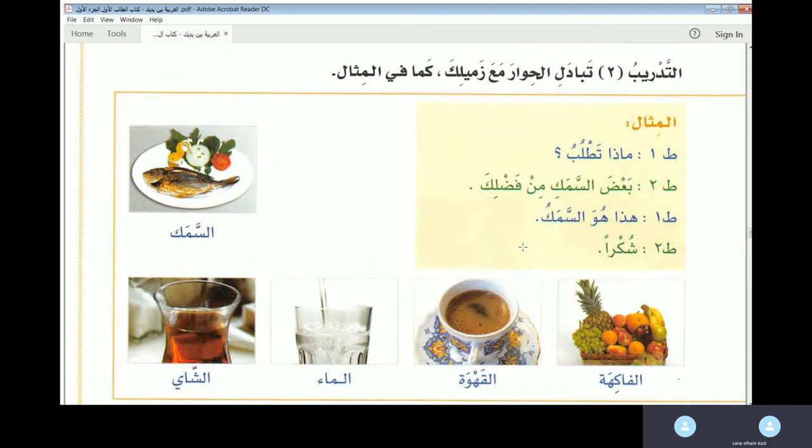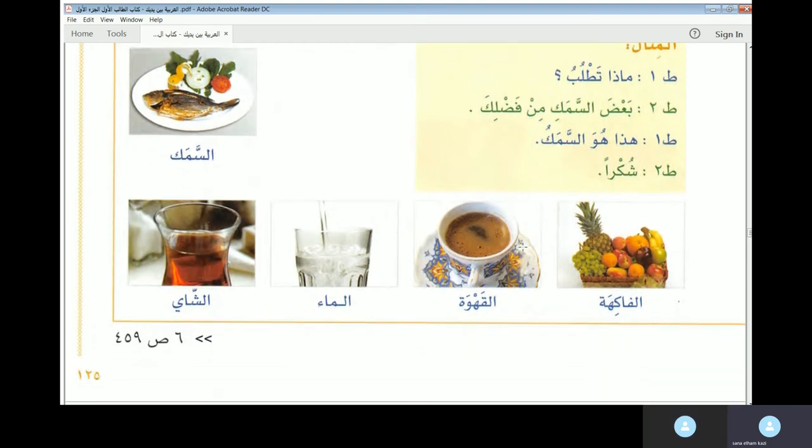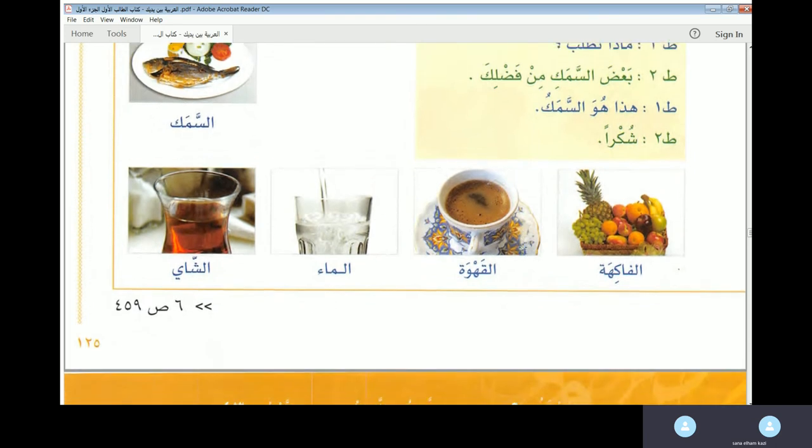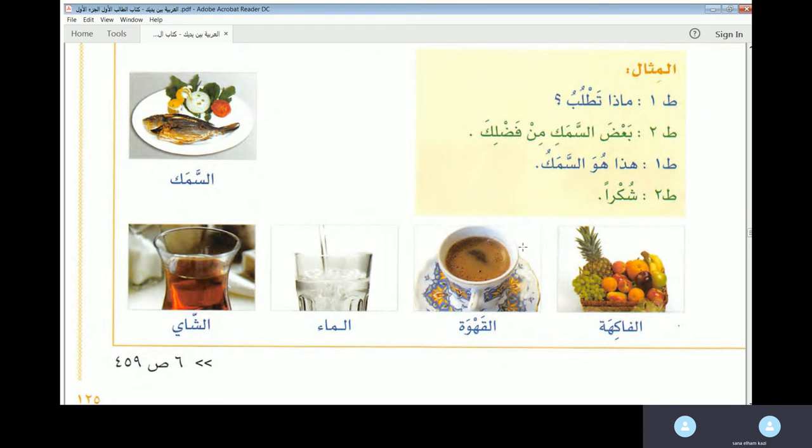ماذا تطلب؟ What do you order or what do you want? بعض الفاكهة من فضلك. Some fruit, please. هذه هي الفاكهة. Here is the fruit. شكرا. Thank you. ماذا تطلب؟ بعض القهوة من فضلك. Some coffee, please. هذه هي القهوة. Here is the coffee. شكرا. Thank you.